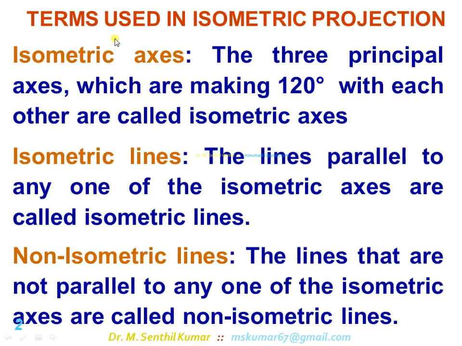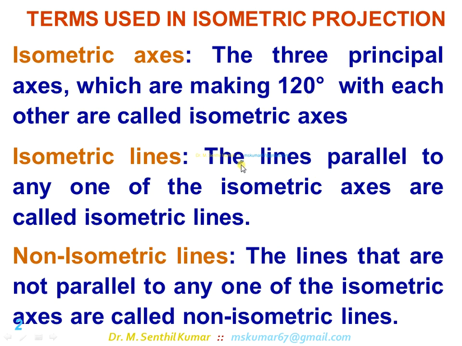Now we will see the terms used in isometric projection. Isometric axis: the three principal axes which are making 120 degrees with each other are called isometric axes. You see the angle is 360 degrees, 360 divided by 3 is 120. So all three isometric axes are equally inclined at an angle of 120 degrees.